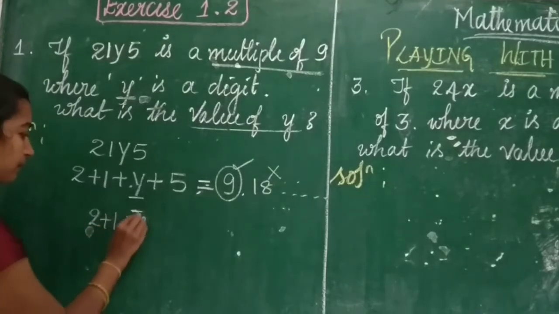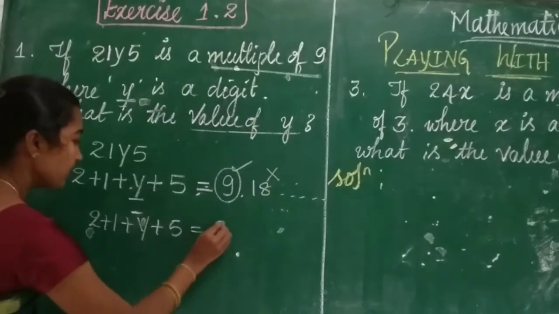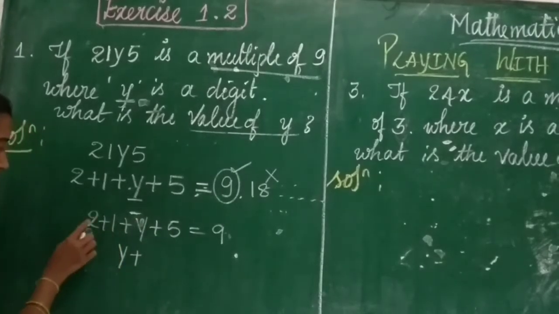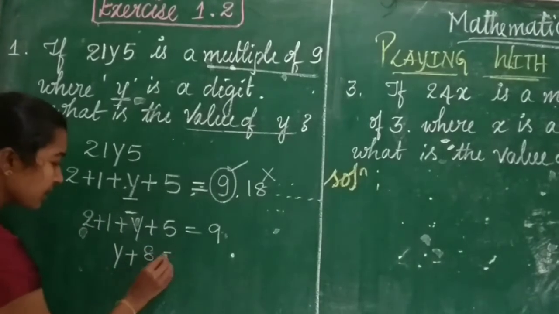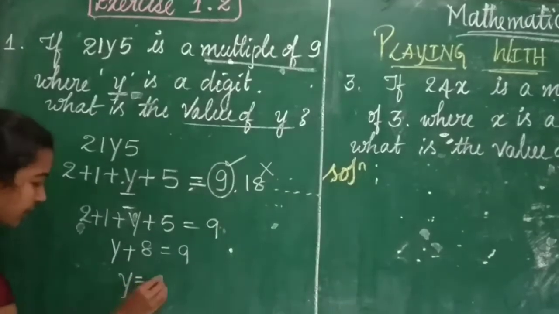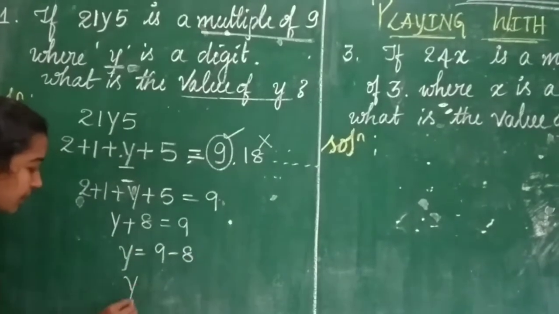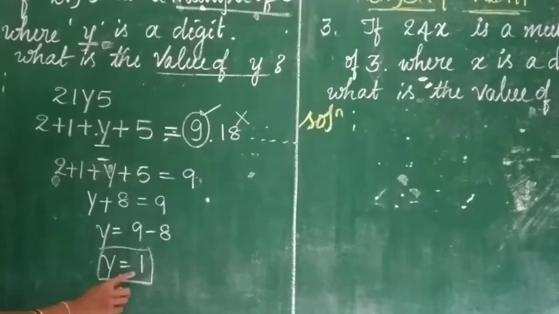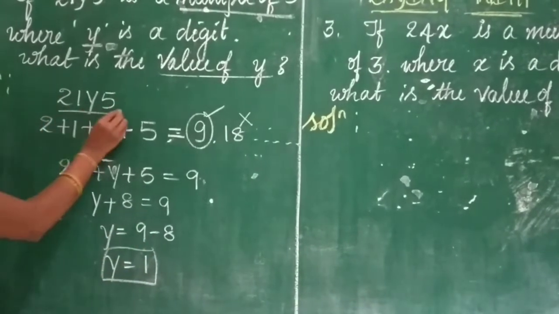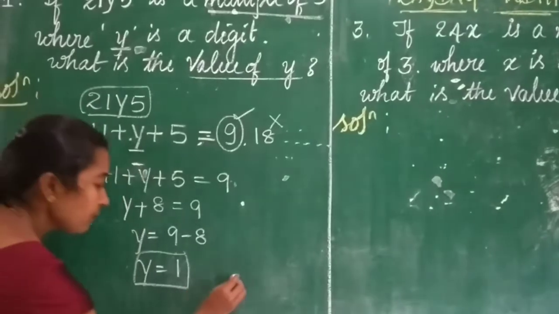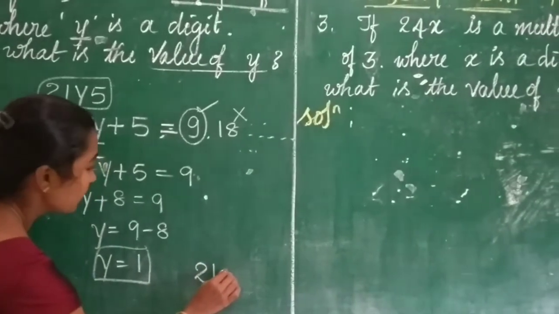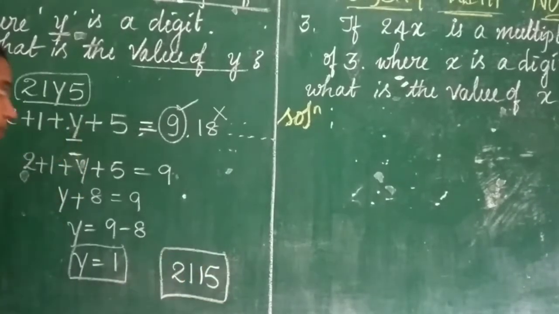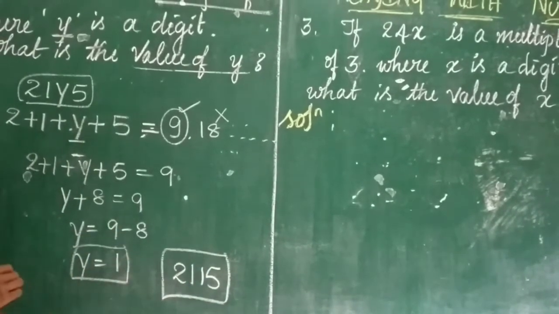Now let us take the sum as 9. 2 plus 1 plus y plus 5 is equal to 9. 2 plus 1 plus 5 is 8, so 8 plus y is equal to 9. Y takes the value 1. For this problem, the value of y is 1. So the number becomes 2115. This number is a multiple of 9.